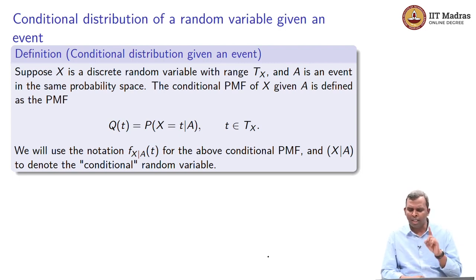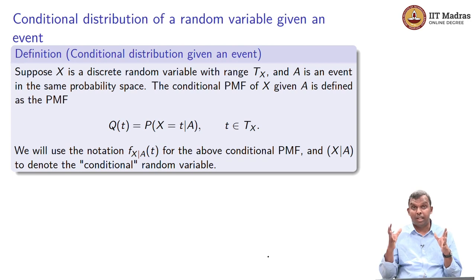One can define something called the conditional PMF of X given A. This is just a PMF, which you can denote Q of t, or anything else if you want. Basically it's the probability that X equals t given A. Previously the PMF of X without any conditioning is simply the probability that X equals t. Now if there is an event A with which you want to condition, then the probability that X equals t given A becomes a conditional PMF, conditioned on an occurrence of an event. So you can see why this makes sense.